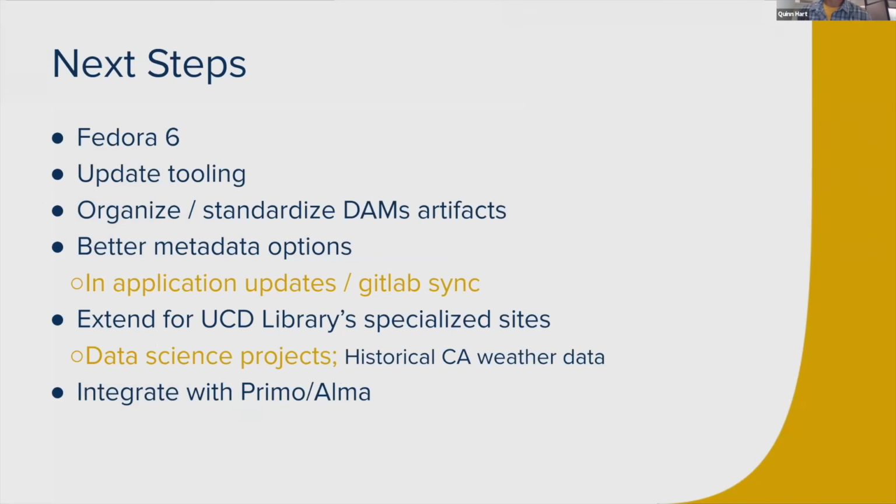So the next steps are that we're in the process of exercising Fedora 6 for some of our sets. That's going to involve us updating a lot of our local tooling for getting data into the Fedora system. And like I said, we might look to standardize some of these artifacts. In the long term, I think this leads to better metadata options for us. Then we're looking to expand our types of data outside of just special collections and look into more data science projects as well. And that's it.